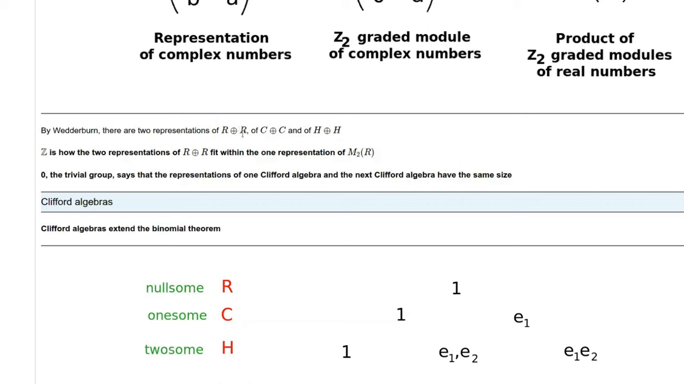I have to go back to this. Anyways, but it's believable that this has two representations. Now, when you put this inside of, let's say, the 2x2 matrices of the reals, you're going to get Z, because this only has one representation, and you're going to get Z plus Z. When you calculate it out, you're going to be left with a Z.